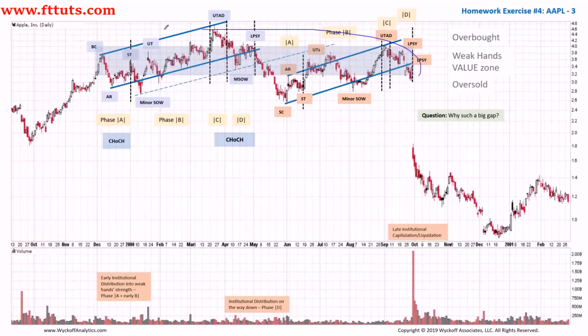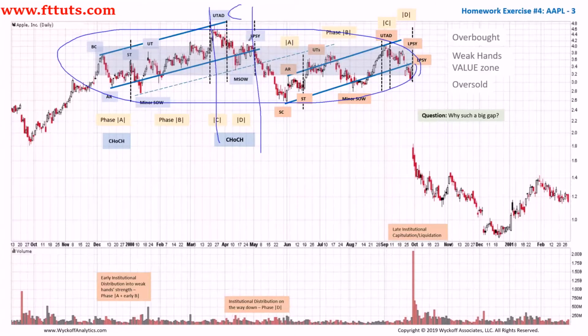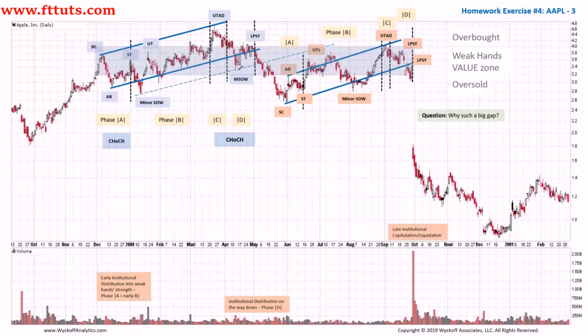You could take the whole formation here and just say that this is our phase C, this is our phase A, this is our phase B, and then we have a very prolonged phase D. That would be acceptable, absolutely. You could also think about two trading ranges: first trading range and then a second trading range. And I forgot who it was, but a couple of people actually did it exactly this way. So that makes a lot of sense to me.